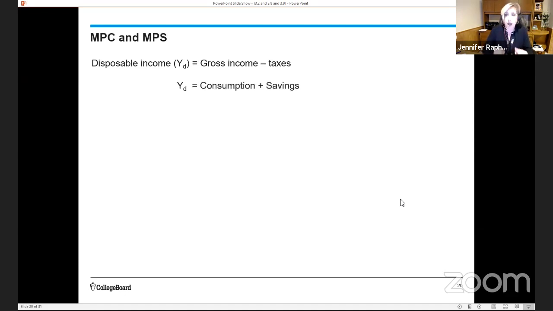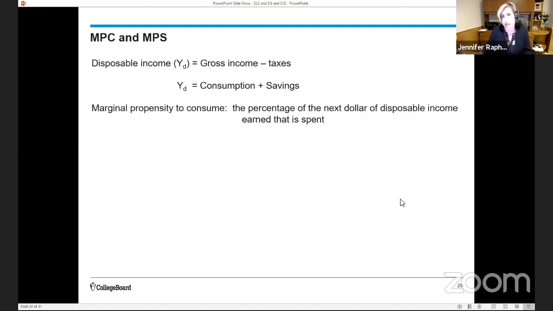And when you have a dollar in disposable income, you can do one of two things with it. You can spend it on consumption, or spend it on consumer goods and services, or you can save it, right? There's only two things you can do with disposable income, spend or save. So the marginal propensity to consume tells us the percentage of each additional dollar of disposable income that you earn that you spend. And it's equal to the change in consumption over the change in disposable income. So MPC equals change in C over change in DI.